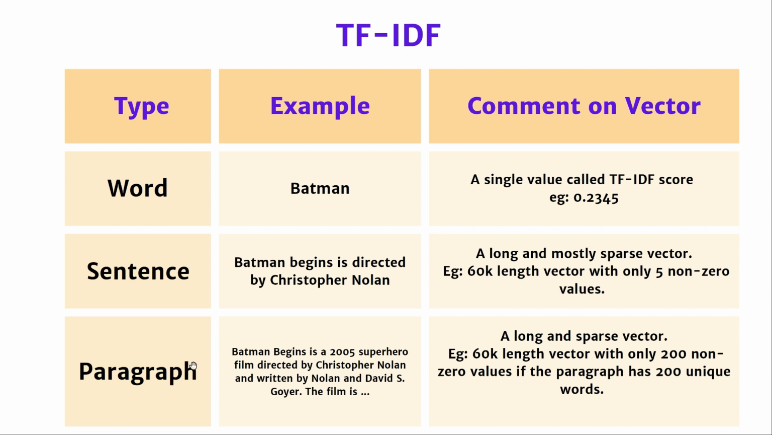Just extending that to a paragraph, it's similar again. You basically have a very long vector of 60k length or so, and then probably you have 200 unique non-zero values if the paragraph has, let's say, 200 unique words. So at the end of the day, a word is just a single value. A sentence is a very long vector that is mostly sparse, and a paragraph is also a very long vector that is also mostly sparse. Now the thing to remember is that TFIDF can only help you on a high level.